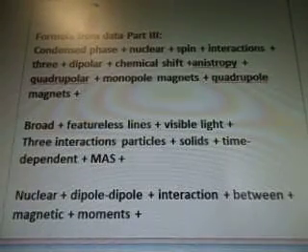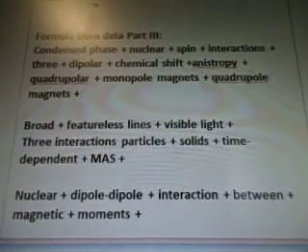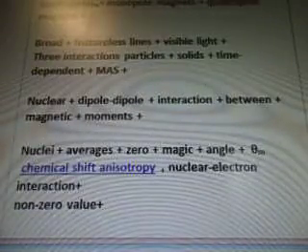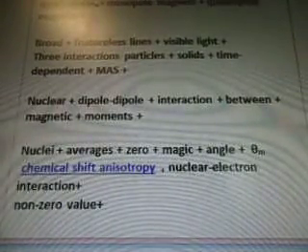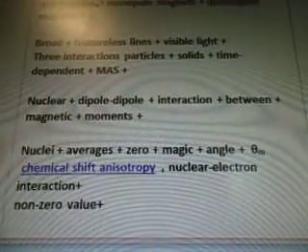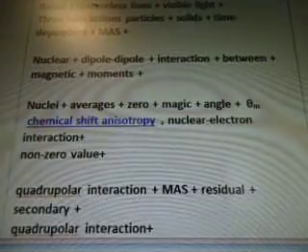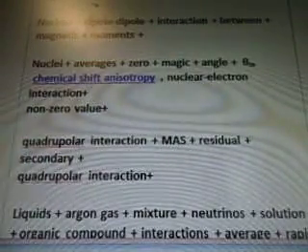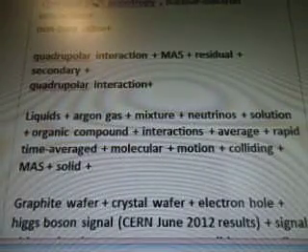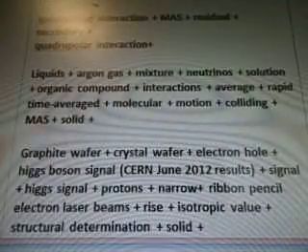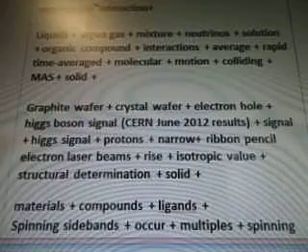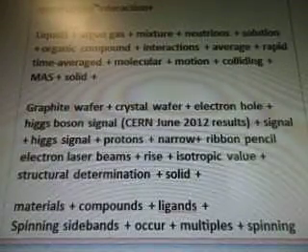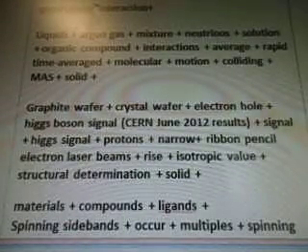Formula from data part 3. Condensed phase nuclear spin interactions, 3 dipolar, chemical shift anisotropy, quadrupolar, monopole magnets, quadrupole magnets, broad featureless lines, visible light, 3 interactions, particles, solids, time dependent MAS, not mass. But nuclear dipole to dipole interaction between magnetic moments, nuclei averages 0, magic angle is 0, chemical shift anisotropy, nuclear electron interaction non-zero value. Quadrupolar interaction MAS, residual secondary quadrupolar interaction. Liquids, argon gas, mixture, neutrinos, solution, organic compound, interactions, average, rapid, time average, molecular, motion, colliding, MAS, solid.